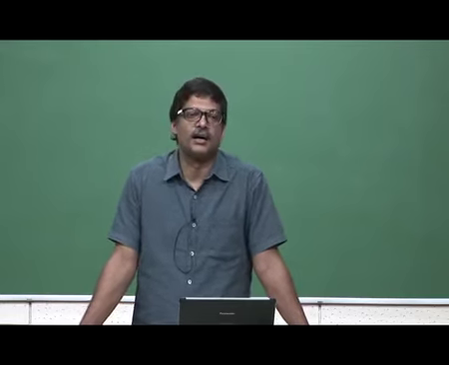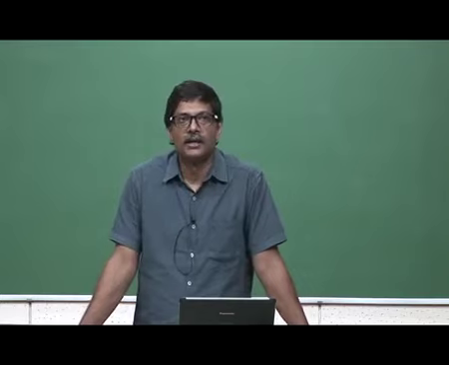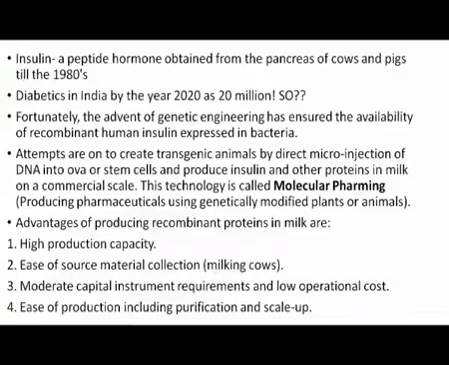The GRAS organisms are like E. coli, and then we have made transgenic animals by direct microinjection of the DNA into the ovum of stem cells and produced insulin from their milk. This technology is now called molecular farming. That is, it helps in producing pharmaceuticals using genetically modified plants and animals.